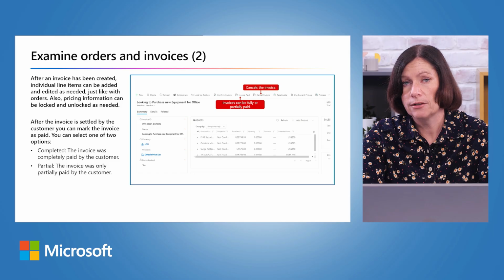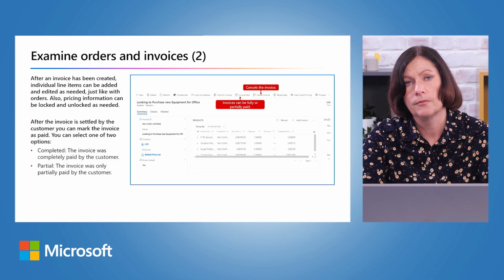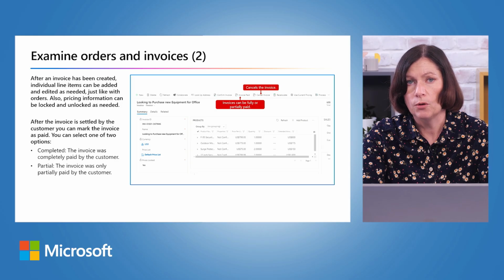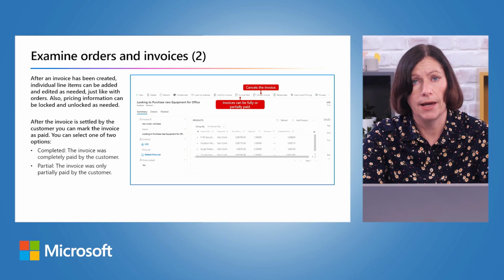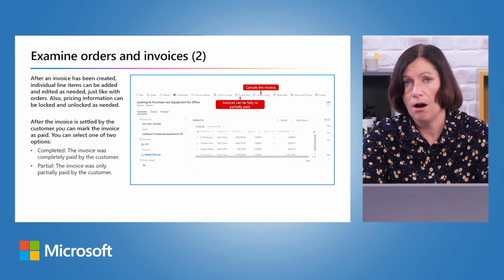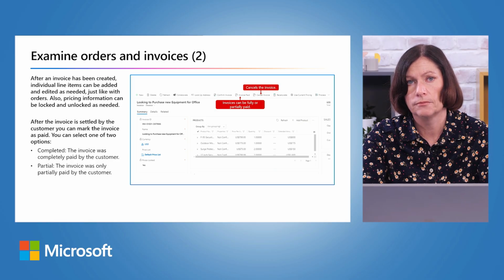Once the invoice has been settled by the customer, there are two options for marking it as paid. If the invoice has been paid in full, it would be marked as completed. If it's only partially paid, it can be marked as partial. It can also be cancelled if necessary.